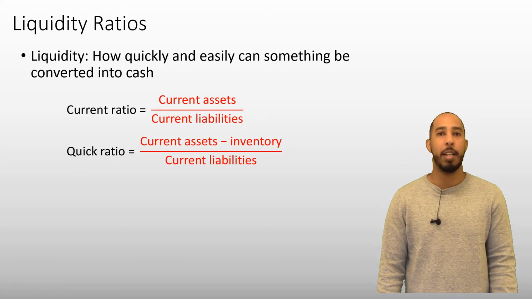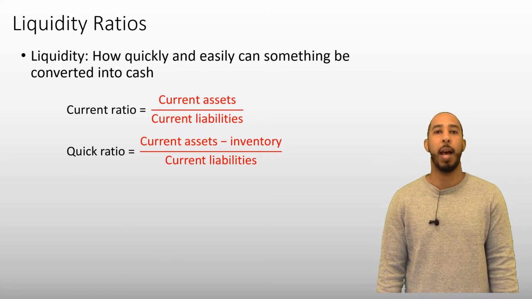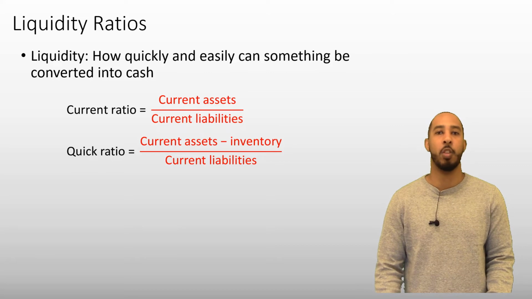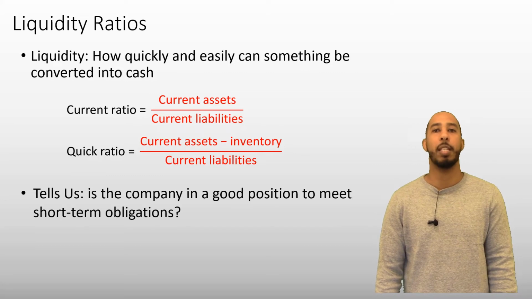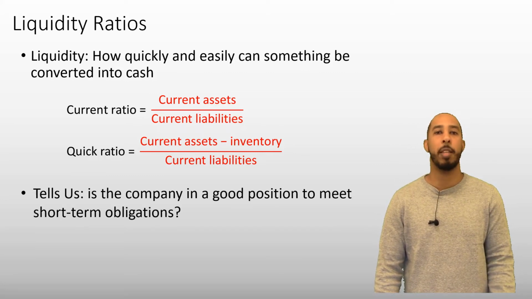On the flip side, a current ratio greater than 1 implies that they expect to bring in more cash in the short term than they expect to pay out. So broadly, this ratio will tell us whether the company is in a good position to meet its short-term obligations or not.